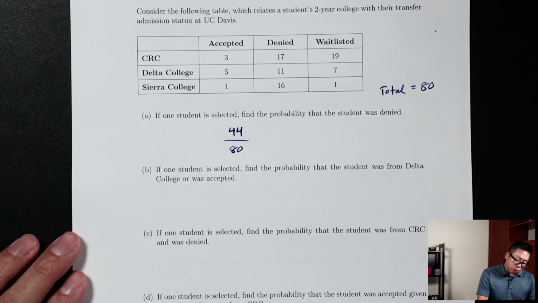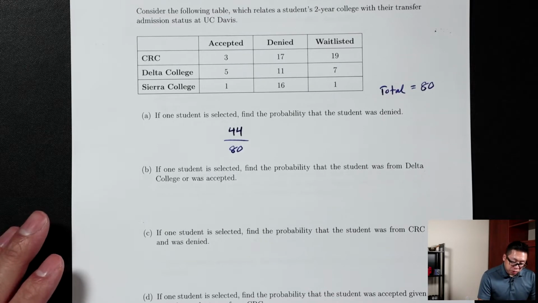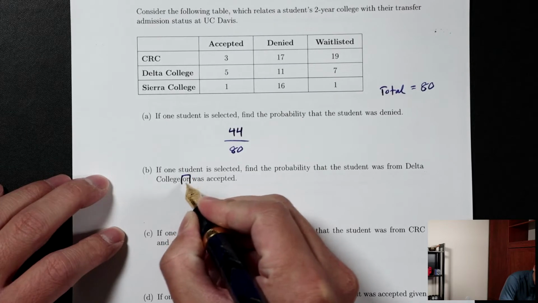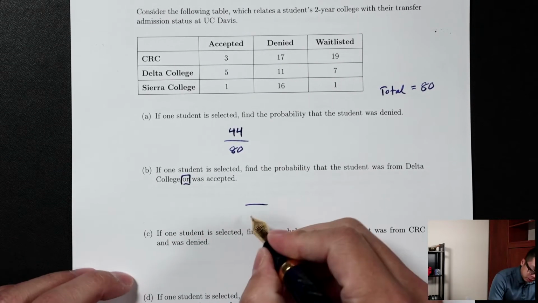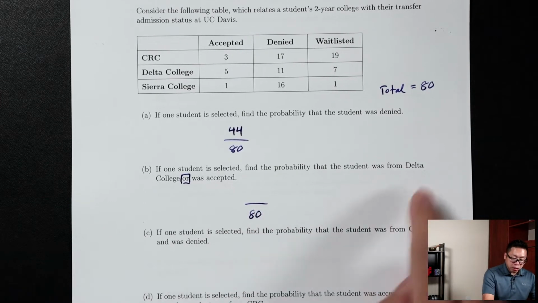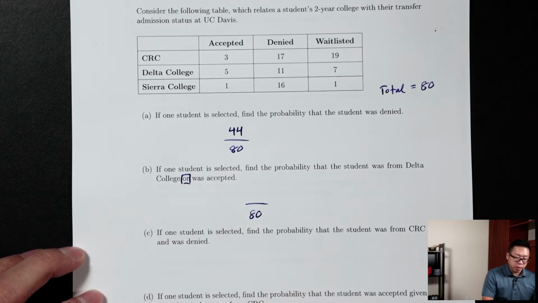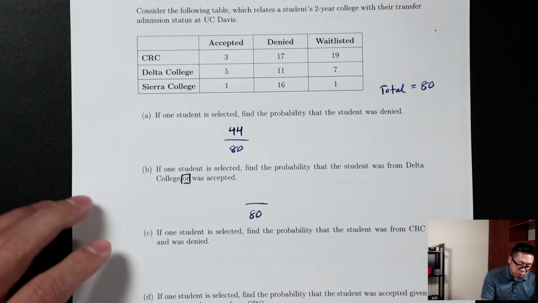Part B, if one student is selected, find the probability that the student was from Delta College or was accepted. Keyword here is the word or. The bottom is going to be the total of everybody again. That's going to be 80. And the keyword or means I want to take all the Delta College students and then combine them together with all the accepted students.